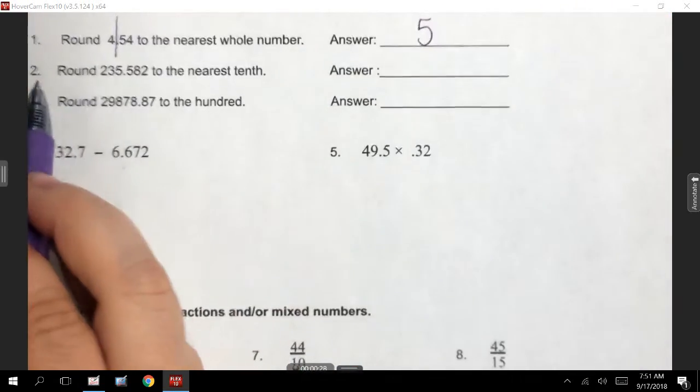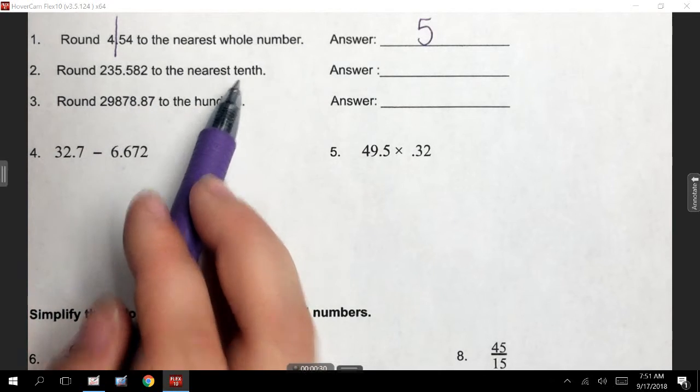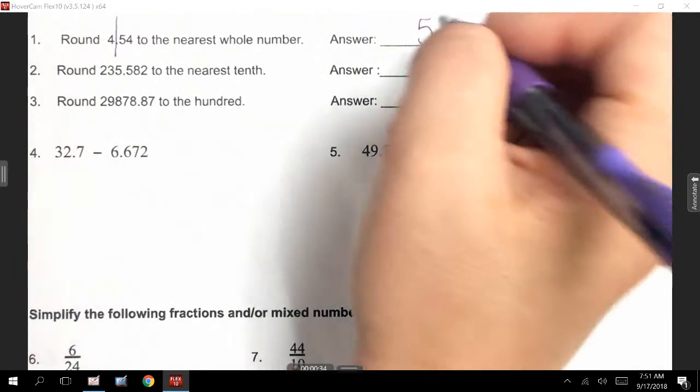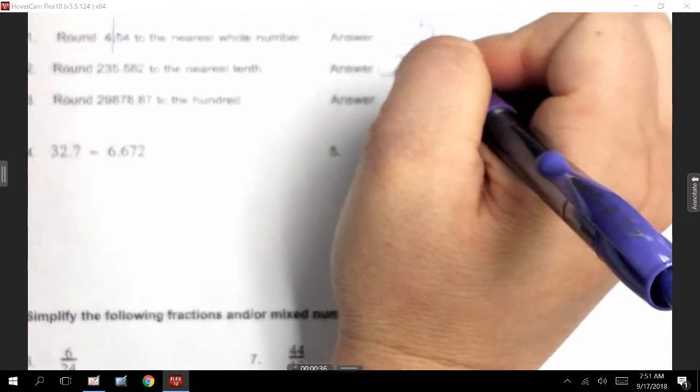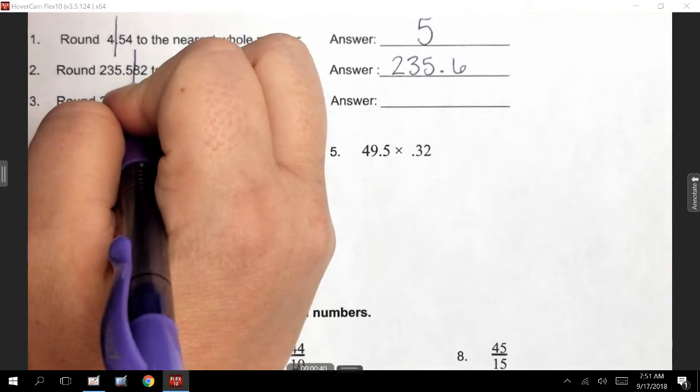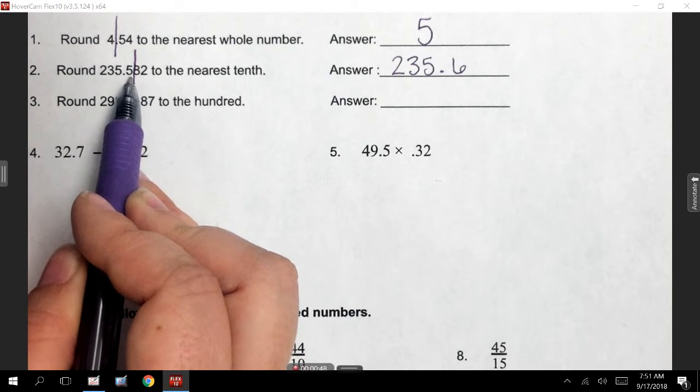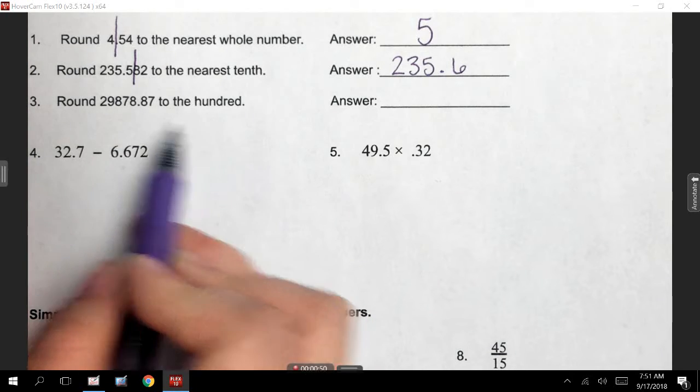All right, number 2 says round to the nearest tenth. What is my answer for number 2 going to be, Caitlin? 235.6. So again, my tenth is the number after the decimal, so there's my wall. I look next door. 5 or more, raise the score. That's definitely what 8 is, so 5 would raise to a 6. Let's look at the last one.